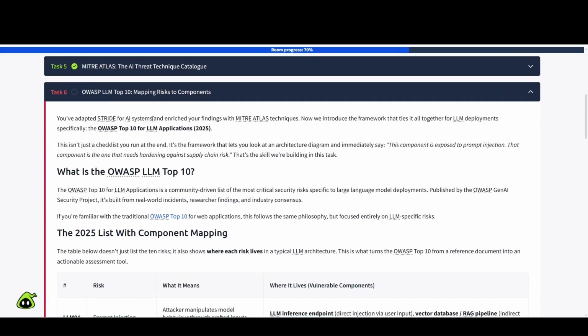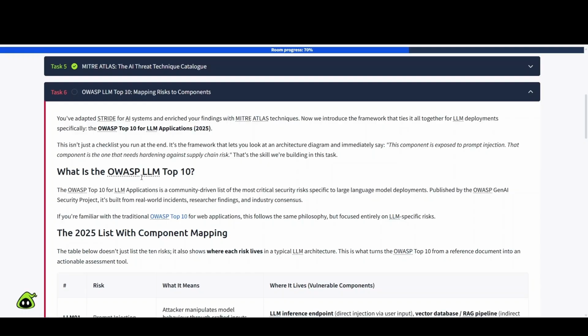Task number 6, OWASP LLM Top 10, mapping risk to components. You've adapted STRIDE for AI systems and enriched your findings with MITRE Atlas techniques. Now we introduce the framework that ties it all together for LLM deployments, specifically the OWASP Top 10 for LLM Applications 2025. This isn't just a checklist you run at the end. It's the framework that lets you look at an architecture diagram and immediately say, this component is exposed to prompt injection. That component is the one that needs hardening against supply chain risk. That's the skill we're building in this task.